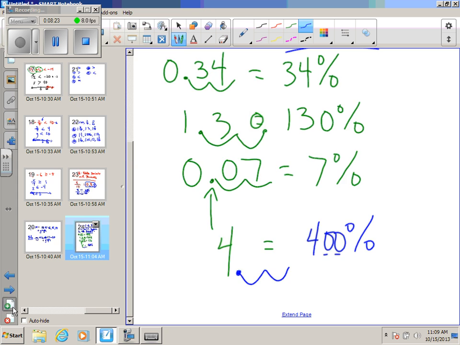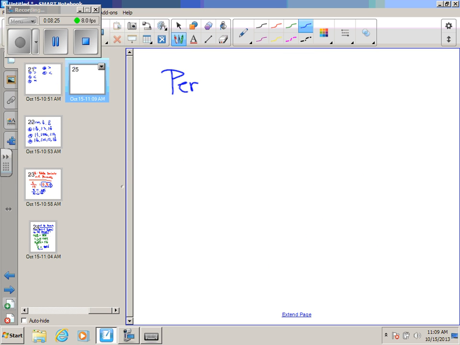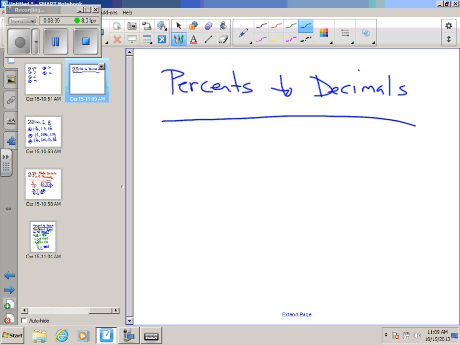Now, we'll also have to go the other way. Percents to decimals. Let's see if we can figure this out. If to get a decimal to a percent, I go 2 places to the right, to get a percent to a decimal, Kayla, 2 places to the left. See? Count to 2. Know your right and your left.